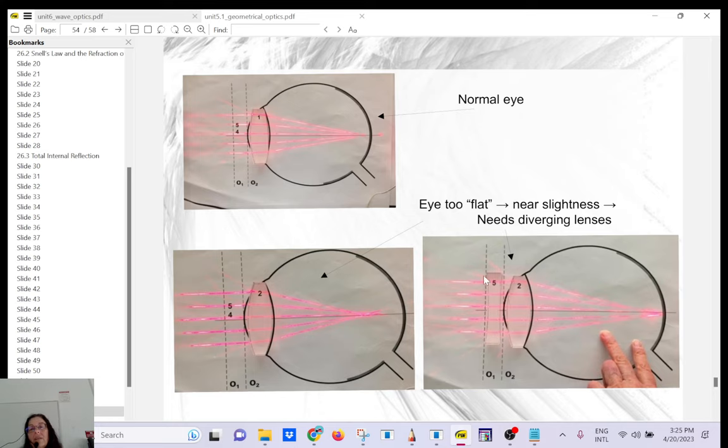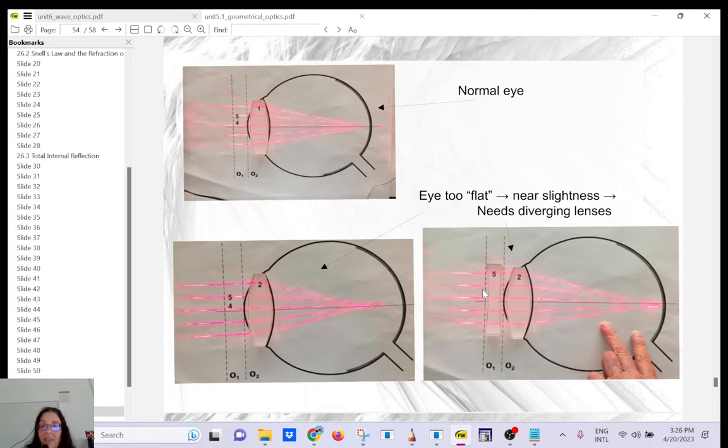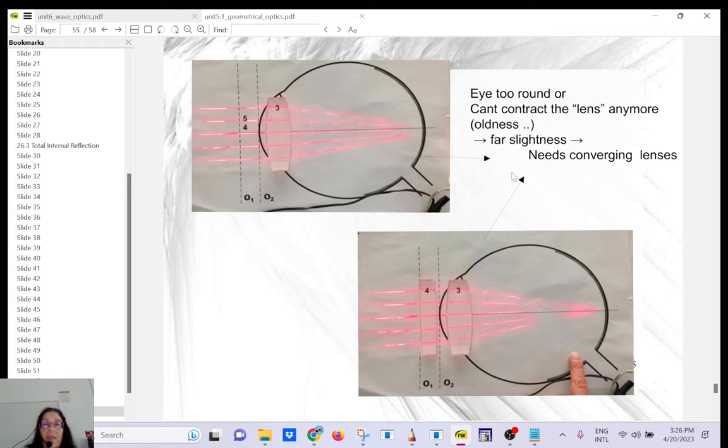And why is it so expensive? Because you have to make the curve here just the right way. So it's a lot of curving lenses and it's very expensive. So you can buy online $40 glasses, but sometimes, you know, they never fit. In my case, they never fit. So I always end up paying like hundreds of dollars for those lenses. That's how it works.